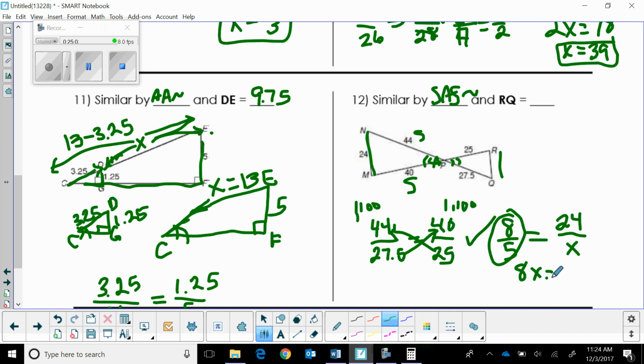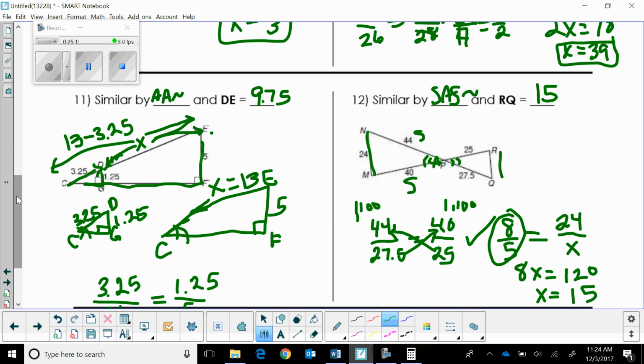So 8x is equal to, let's see, 120. So x ends up being, divided by 8, was that 15? So x ends up being 15. And that's how we'd find that other side.